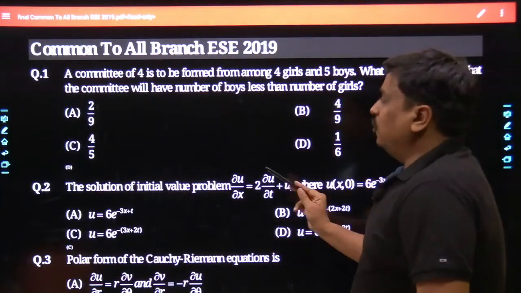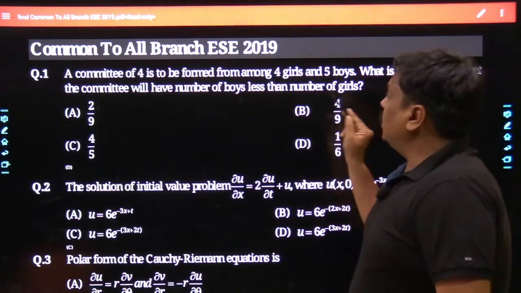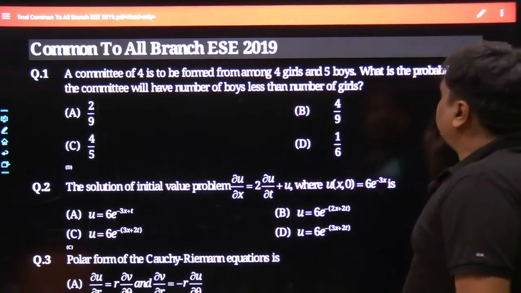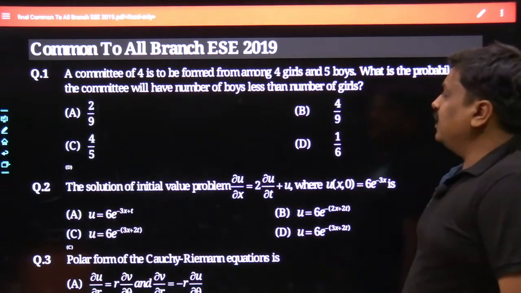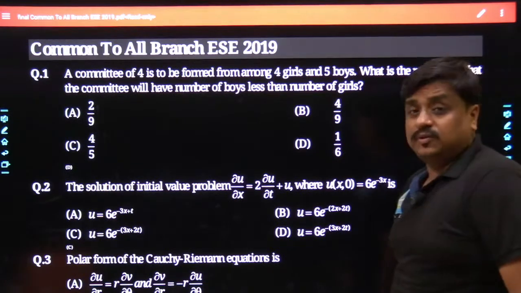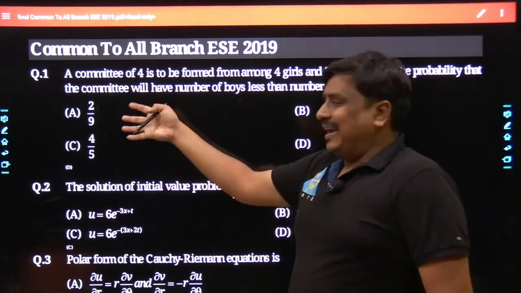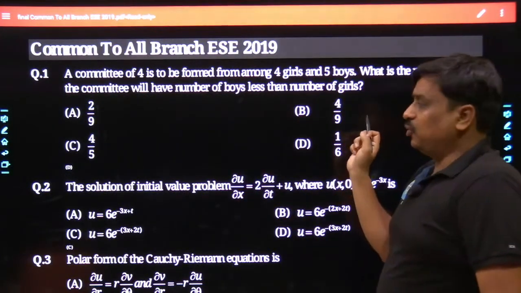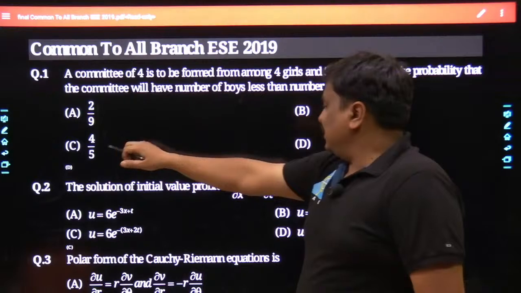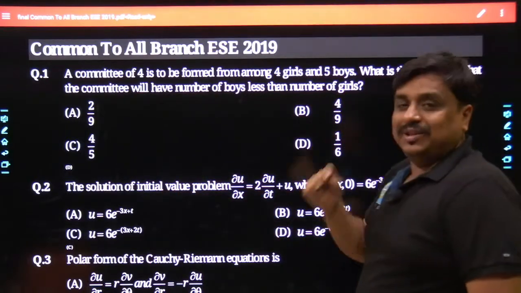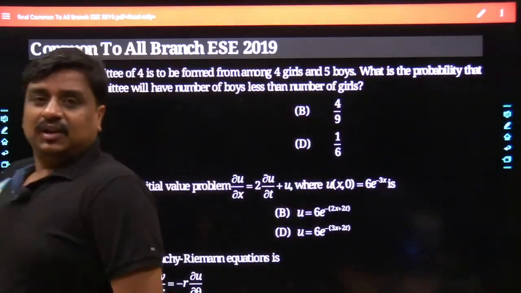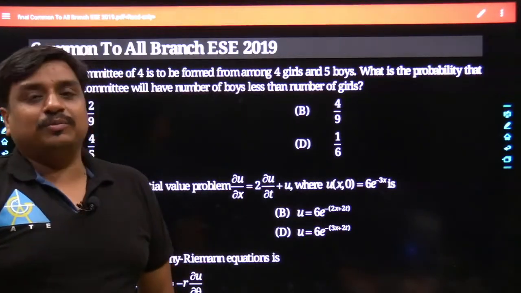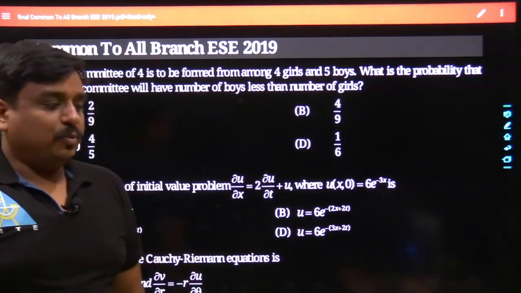A committee of 4 is to be formed from among 4 girls and 5 boys. Could you understand what I am saying? What is the probability that the committee will have a number of boys lesser than the number of girls? 4 options were given along with this problem. The first option is 2 by 9, the second option is 4 by 9, the third option is 4 by 5, and the fourth option is 1 by 6. May I know what is going to be the best answer for this given problem? Obviously, this problem hails from the concept of probability.